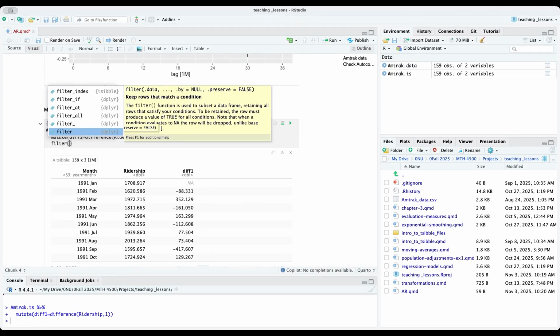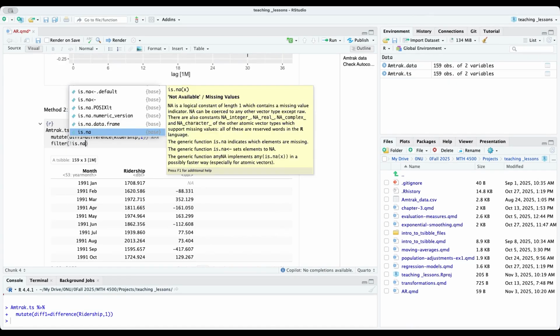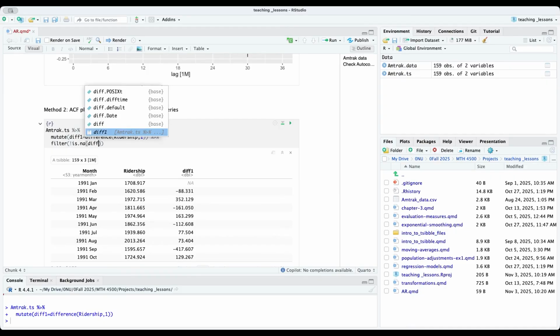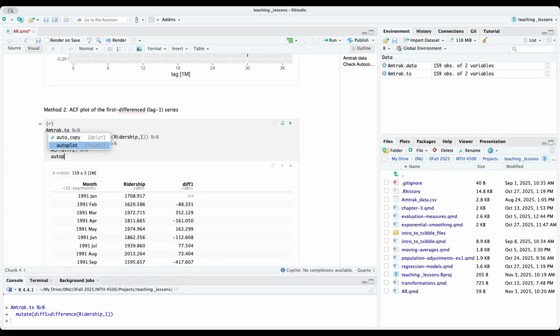So I can filter, excluding, with an exclamation mark, the NAs of diff1. So I'm excluding the NA. I'm excluding just the first observation. After excluding the first observation, what I'm going to do is get the values of diff1. After that, I'm going to plot these. If you just get ACF, you are going to get the table of these values. If you continue, you are going to get the plot of these.